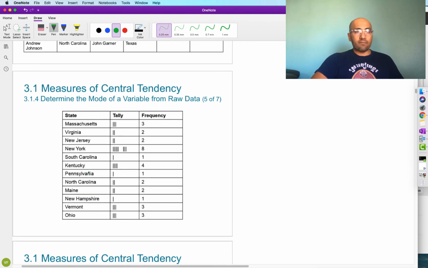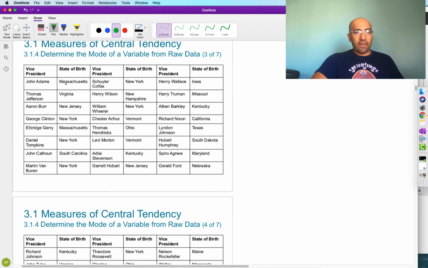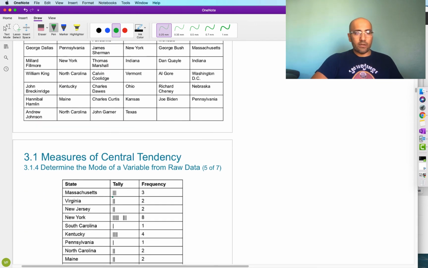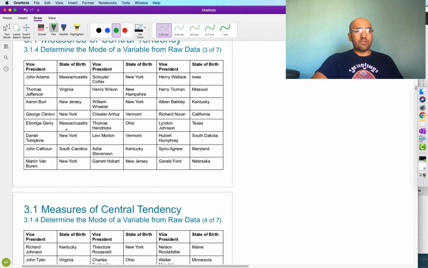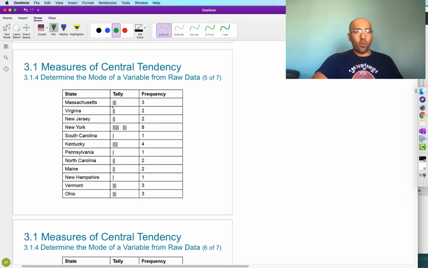So we do a tally. Here's a tally. Right, this little bar here represents that somebody was born in Massachusetts, and then somebody else was also born in Massachusetts. Right? As we kind of go through these names, we had Massachusetts. Okay, so we put a little dash through Massachusetts, 1. And then the next one we see is Virginia. So we come over here and we put Virginia, 1.